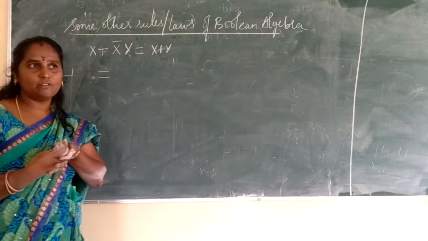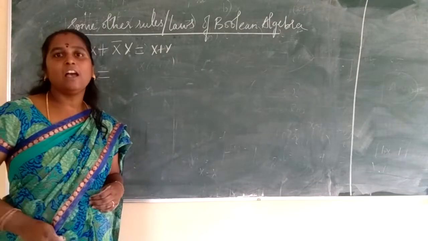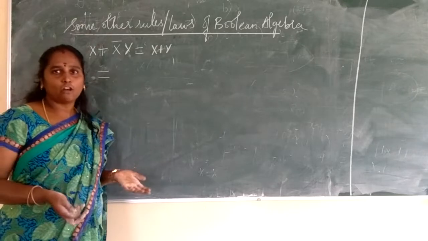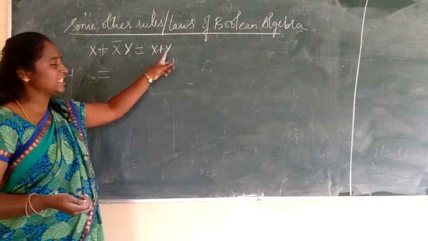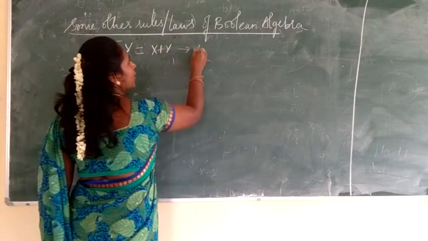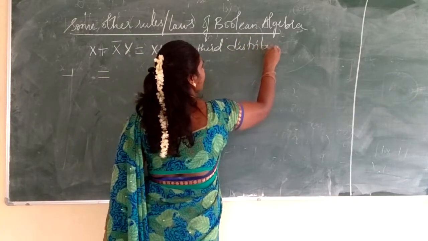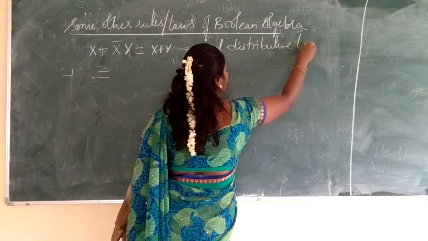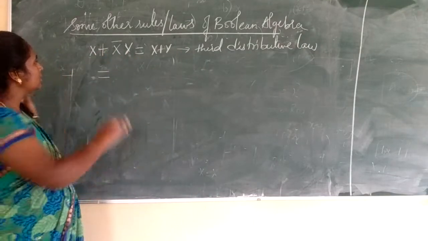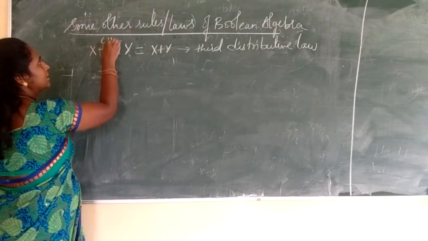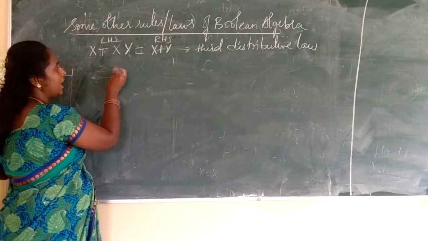The next topic is some other rules or laws of Boolean algebra. Apart from the commutative law, idempotent law, involution law, distributive law and associative law, the other rule is x plus x bar y is equal to x plus y. This is also called the third distributive law. Consider this as your LHS and this as your RHS. We have to prove that LHS is equal to RHS.